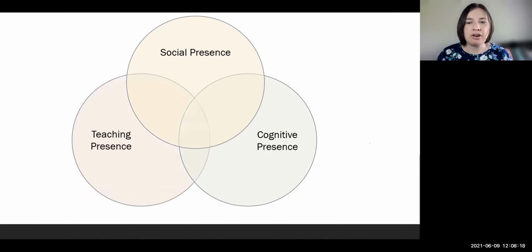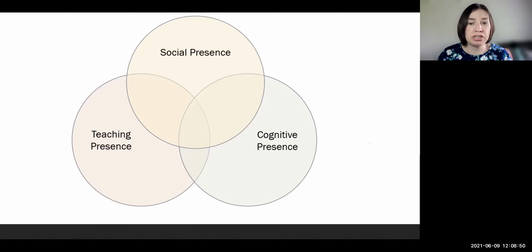And then the final area was teaching presence. And that's just how the teacher facilitates the learning situation. Originally, they focused on how the teacher provides direct instruction and then how they facilitate discussions and other learning opportunities. Eventually, some other research said that the design itself, even if a situation is created by an instructional designer, when it's implemented by an instructor, the way the instructor adapts the design is also very important.